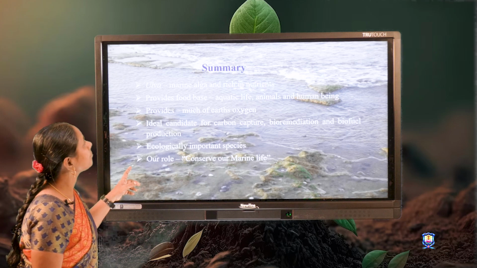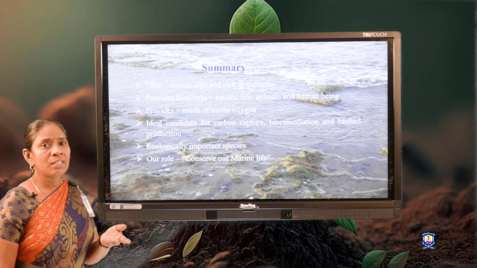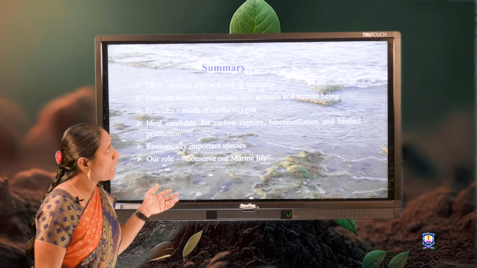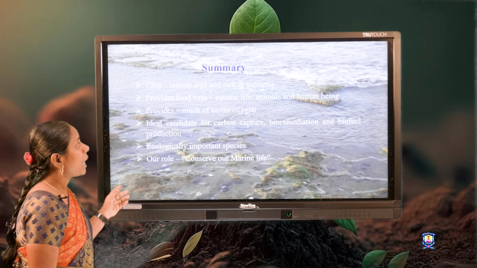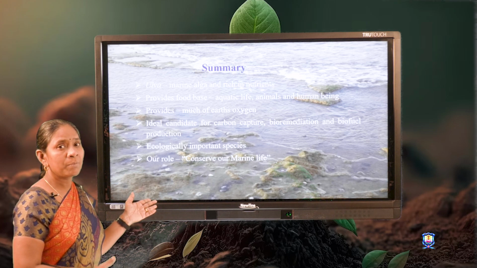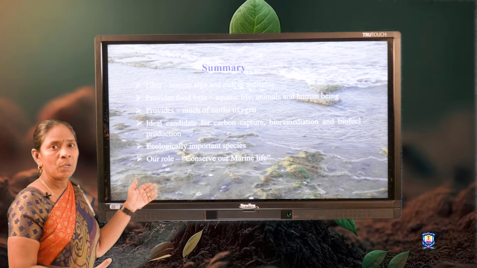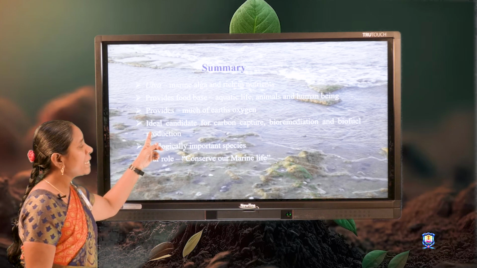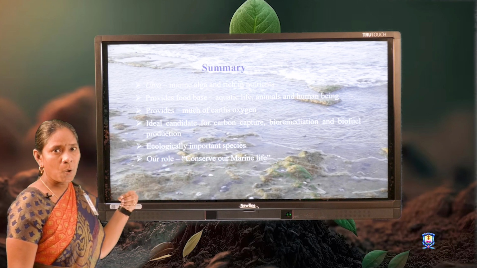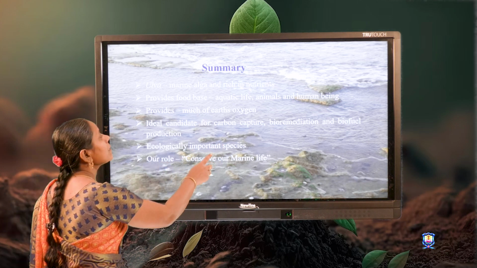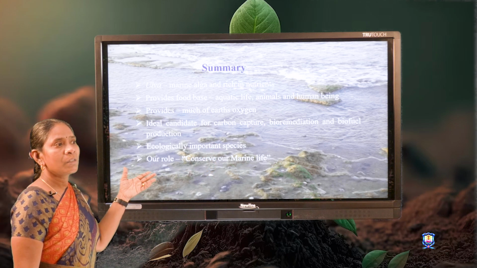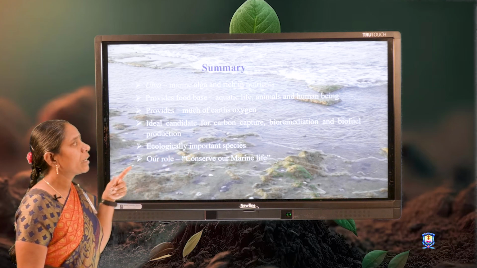This is the summary. Ulva is a marine alga, and it is rich in various nutrients, and it provides a food base for aquatic life, animals, and also human beings. It provides much of the earth's oxygen. Most of the oxygen we are getting is from the ocean only, and that is also due to the marine algal forms. It is an ideal candidate for carbon capture. During photosynthesis, it absorbs carbon dioxide from the atmosphere, and it is best for bioremediation because it absorbs various nutrients from the water surface.